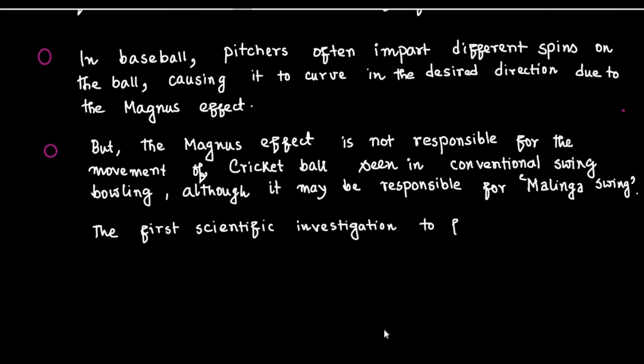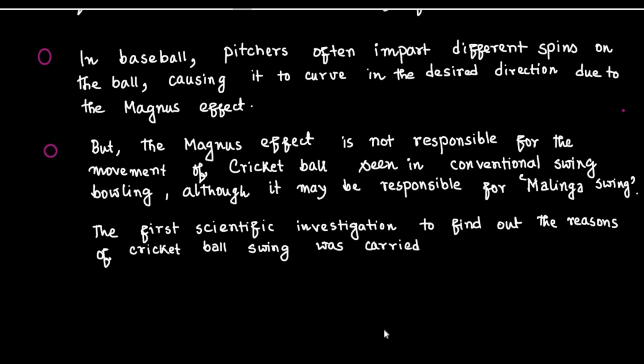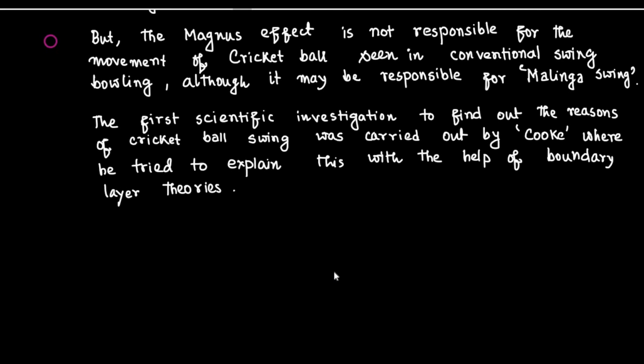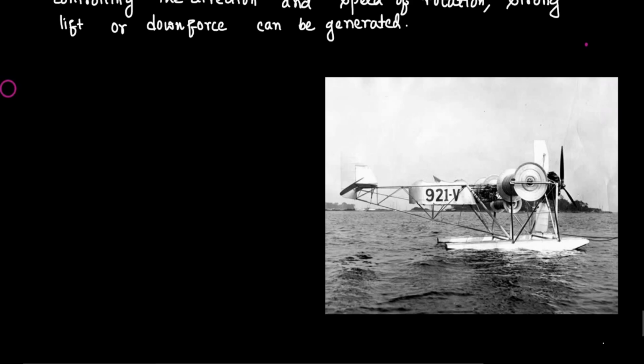The first scientific investigation to find out the reasons of cricket ball swing was carried out by the scientist Cook, where he tried to explain this effect with the help of boundary layer theory.